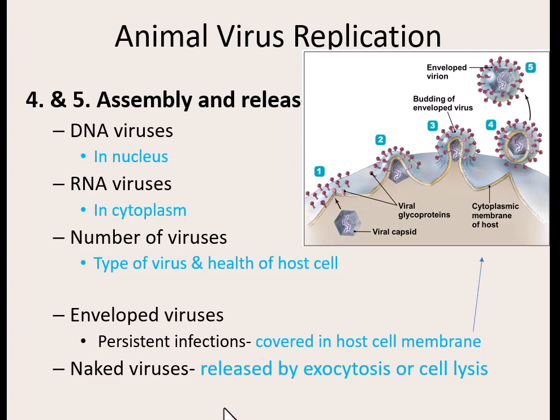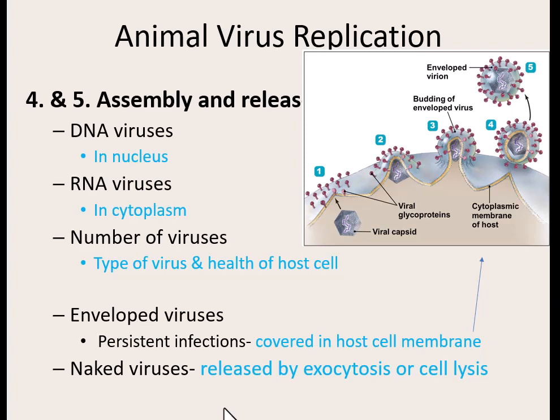And then it still goes through the last two stages. It still has to assemble all the parts that it just got done making, all the proteins and all that nucleic acid. It still has to assemble them and release them. The picture got too big. So if it's a DNA virus, all the assembly takes place in the nucleus because that's where the DNA is found and where it was made.